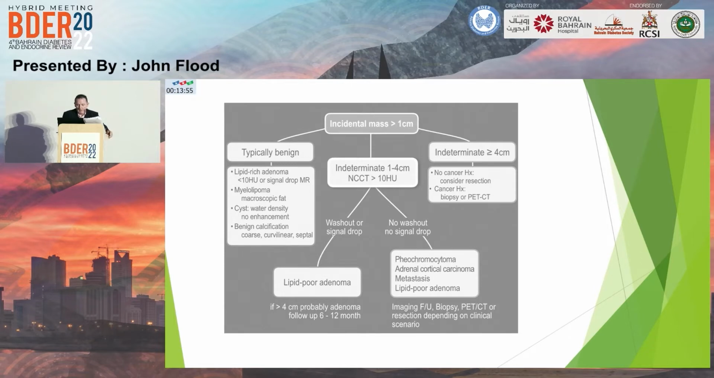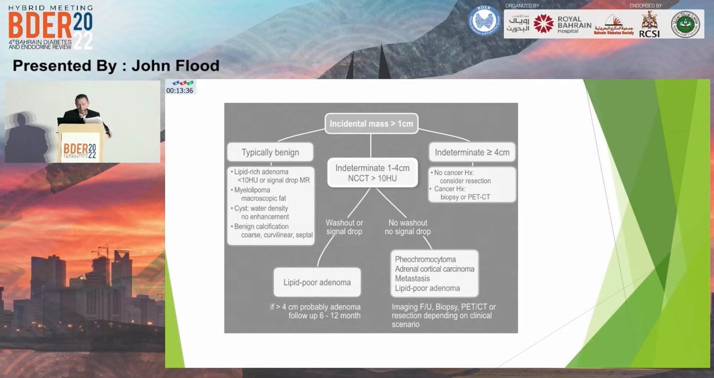Now, the CT scan characteristic of a Conn's tumor is usually a non-contrast CT, and they have Hounsfield units less than 10 because it's a lipid-rich adenoma. And you've basically got rapid washout when you do the contrast. Whereas, the tumor is usually homogeneous.